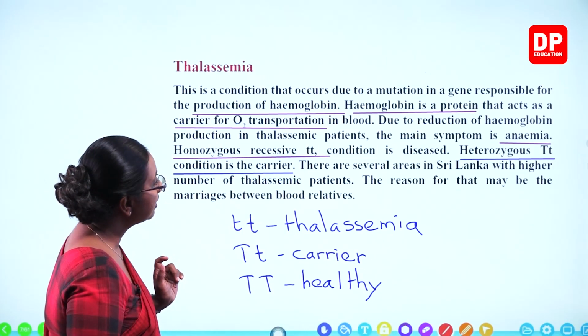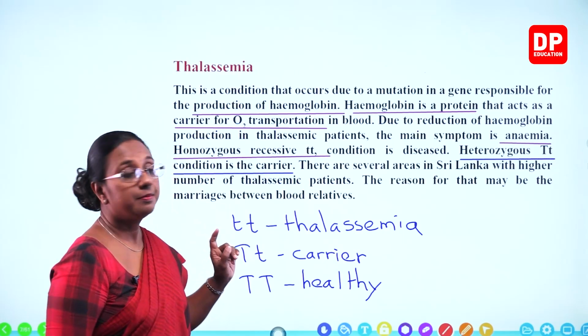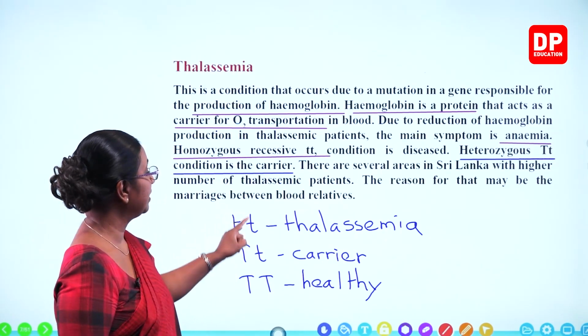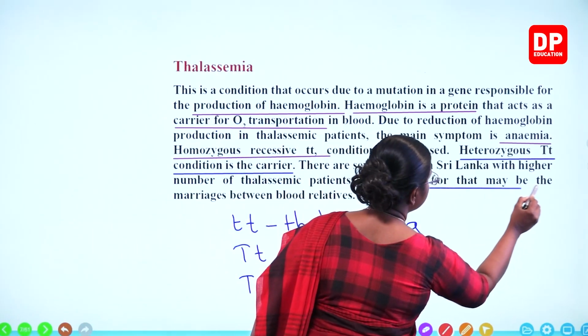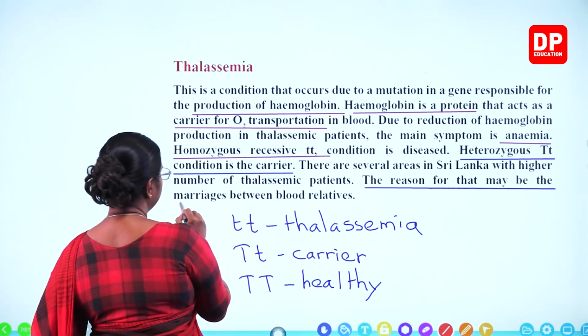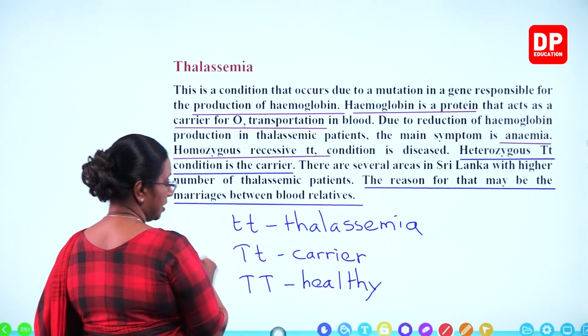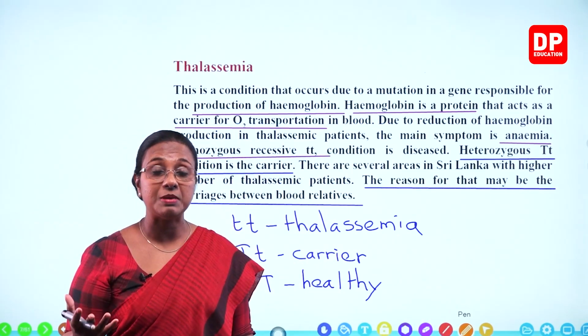There are several areas in Sri Lanka with a higher number of thalassemic patients. The reason for that may be marriages between blood relatives. So that is something you all have to consider, students. You all have to remember.